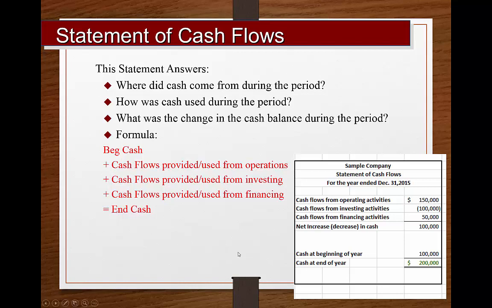And then the fourth statement, the statement of cash flows, will tell the reader where did the cash come from during the period, how was it used, and what's the change in the cash balance during the period. So for this fourth statement, the formula starts with beginning cash, and it's going to add or subtract any cash provided or used from operations, investing, or financing, and get you to the ending cash number that was also the same ending cash balance that you saw on the balance sheet.